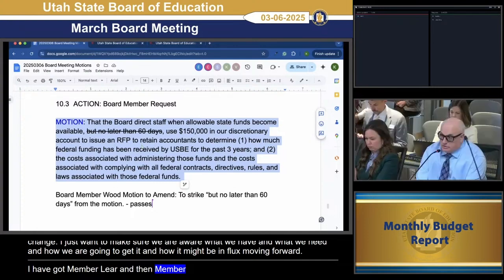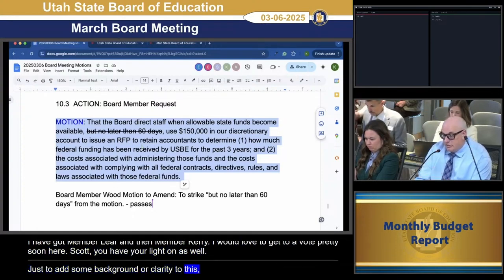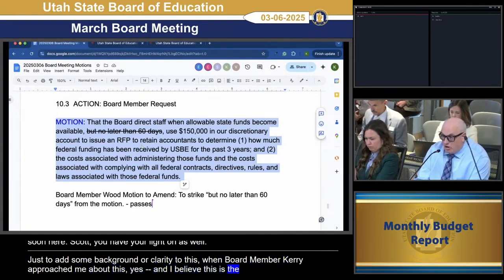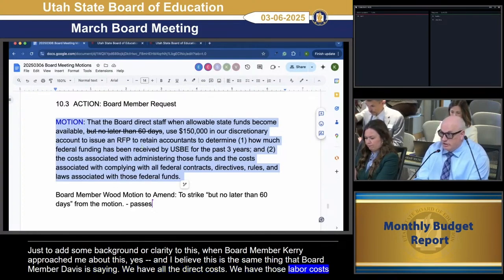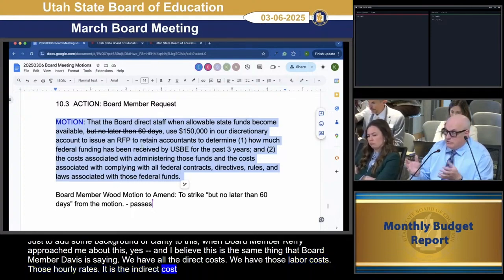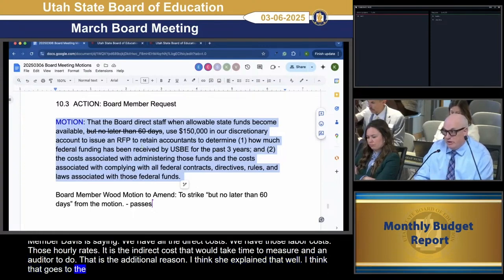Just to add some background or clarity to this, when Board Member Carey approached me about this, yes, and I believe this is the same thing that Board Member Davis is saying. We have all the direct costs, right? We have those labor costs, those hourly rates. It's the indirect costs that would take time to measure and an auditor to do. So that's the additional reason. I think she explained that well, and that goes to the history behind this: staff don't really have the time to go in and do something that we could benefit from a third-party auditor on, if that helps. Thank you. Member Lear.